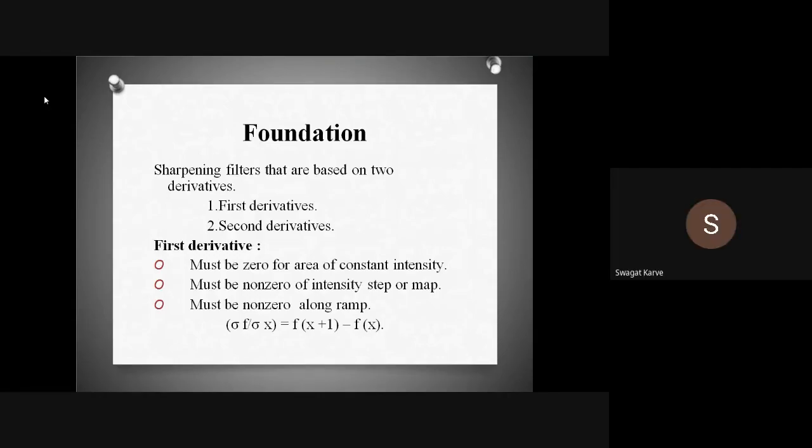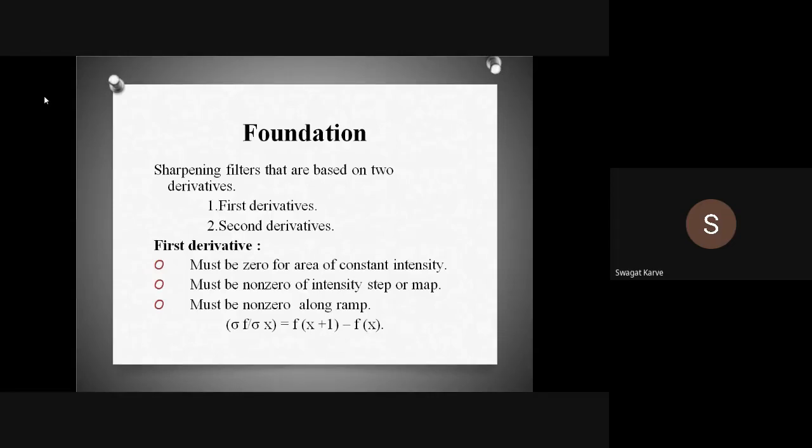Okay, so in the last lecture, we discussed the smoothing spatial domain filters, or you can say low pass spatial domain filters. Today we will talk about the sharpening spatial filters, that is, high pass filters. Now, three types of spatial high pass filters are used.